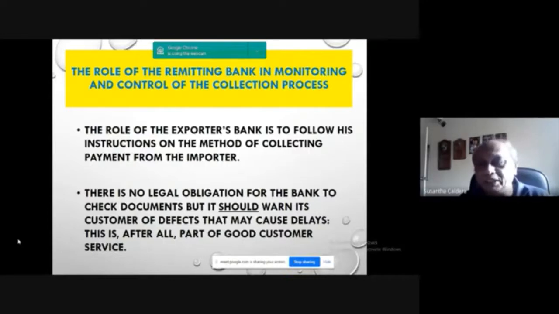The role of the exporter's bank is to follow his instructions on the method of collecting payment from the importer. The role of the remitting bank in monitoring and control of the collection process. The role of the exporter's bank, that is the remitting bank, is to follow his instructions on the method of collecting payment from the importer, whether it's DP or DA.